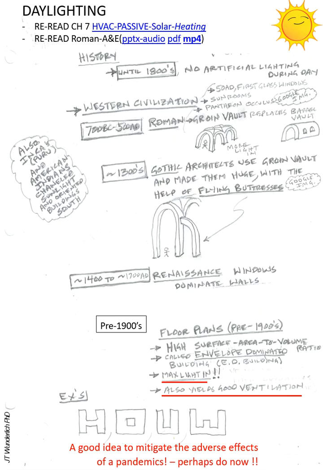First go back, students, and just take a quick look at Chapter 7, the HVAC passive solar heating, and also the Roman architectural and engineering. We've already spoken about some of this history, so I'll go quickly through this.